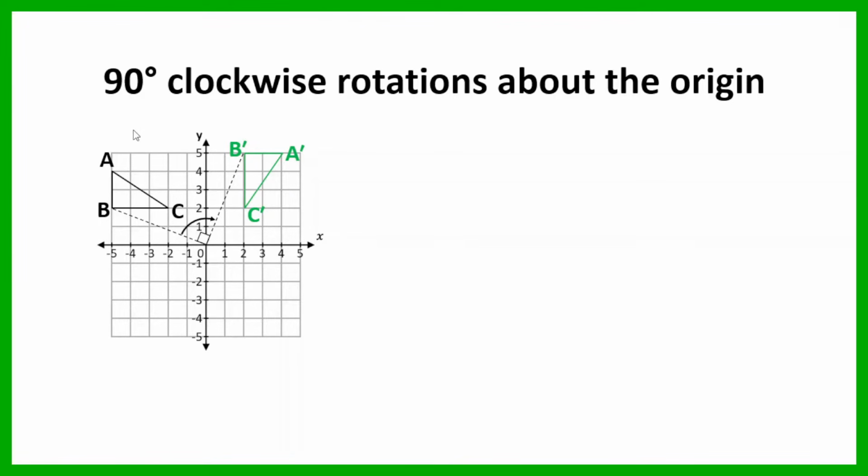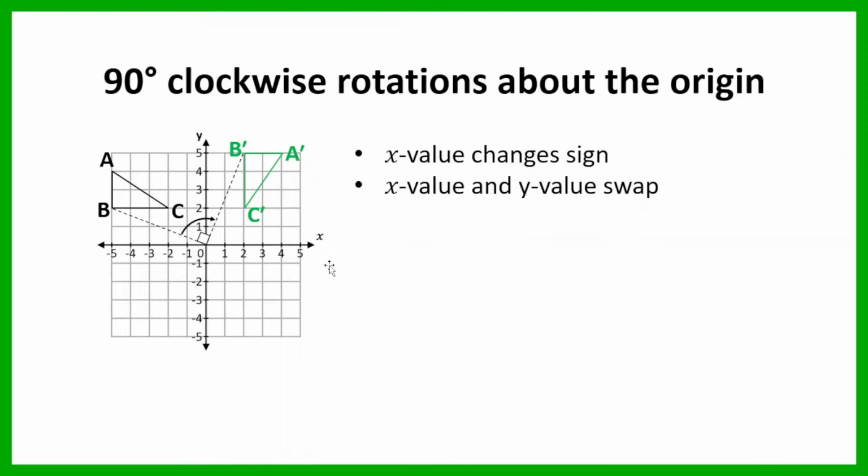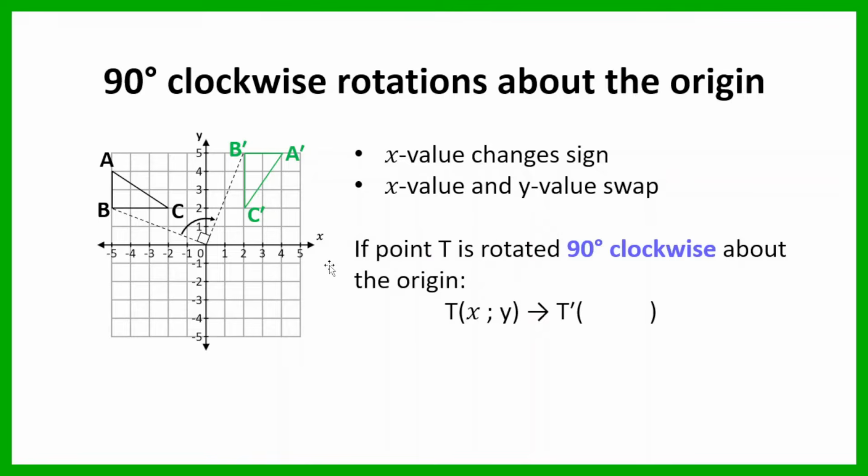Okay, so first of all, this example over here: if you've got a 90-degree clockwise rotation about the origin, then your x value will change sign and the x and y values will switch places. Okay, so let's have a look at what our rule looks like.